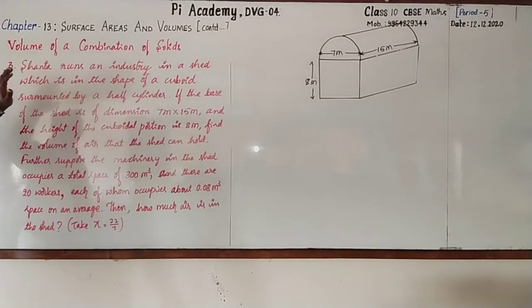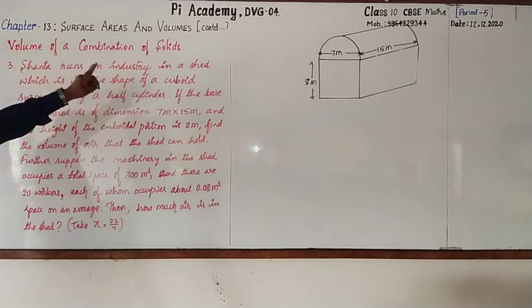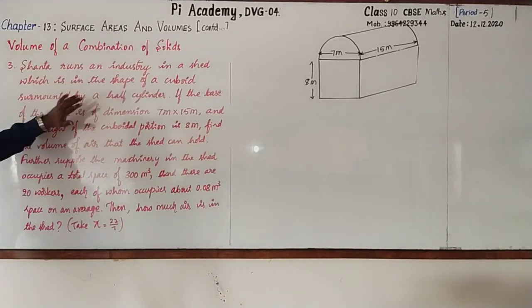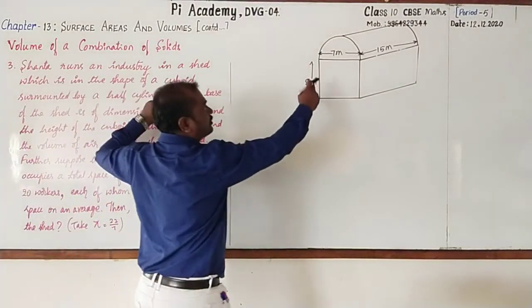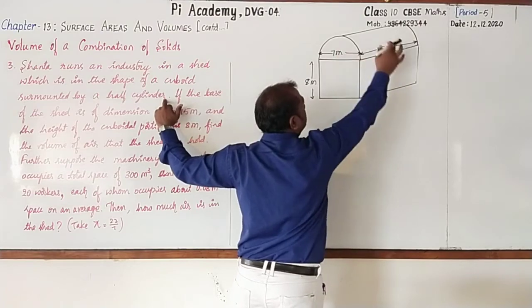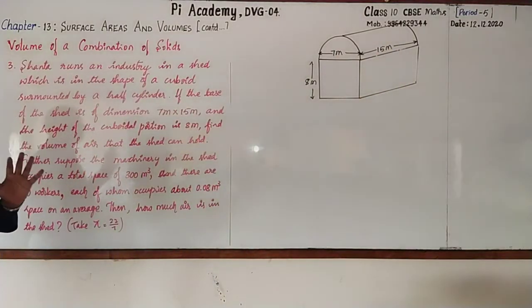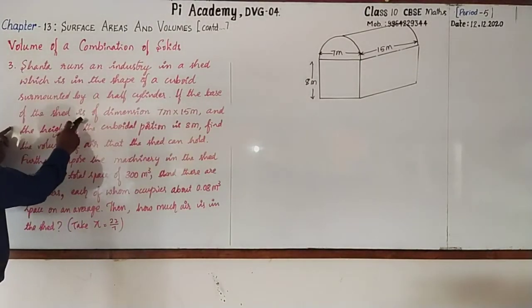Dear students, please go through this third one. It's also an important one. The statement is like this. Shanta runs an industry in a shed. That shed is in the shape of a cuboid surmounted by half cylinder. See that here we have drawn it. It is a cuboid surmounted by half cylinder. As it is a shed, inside this it is hollow, right?